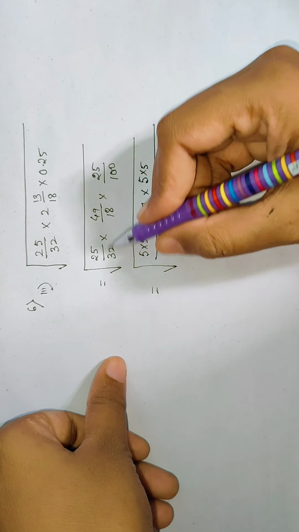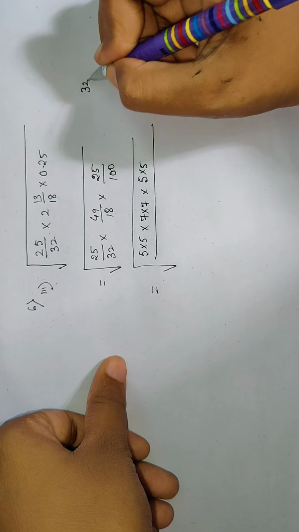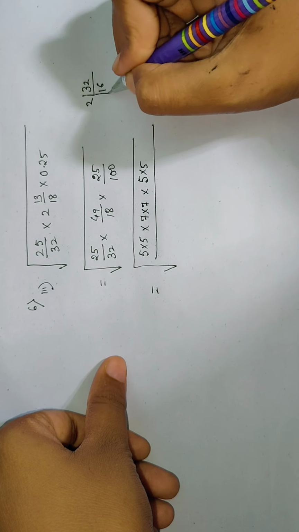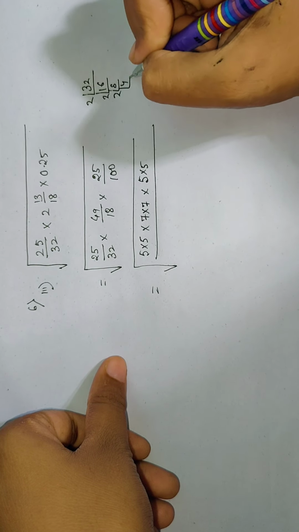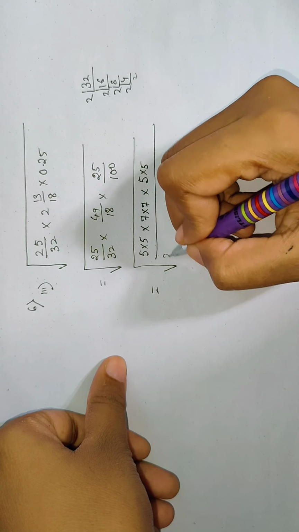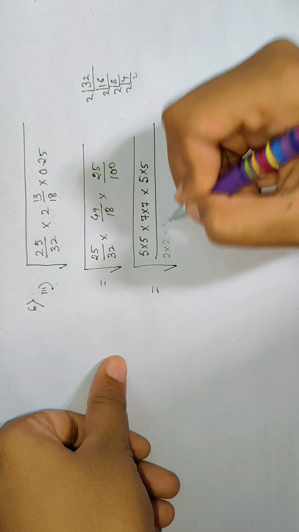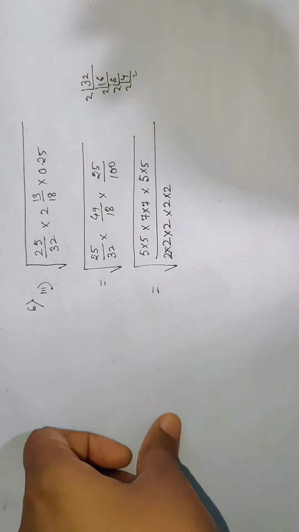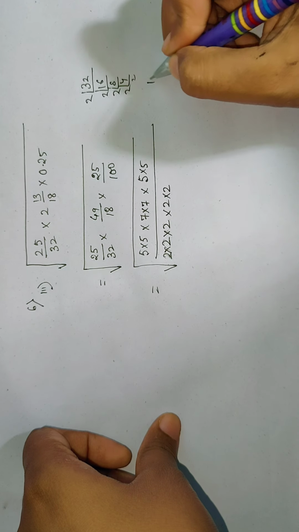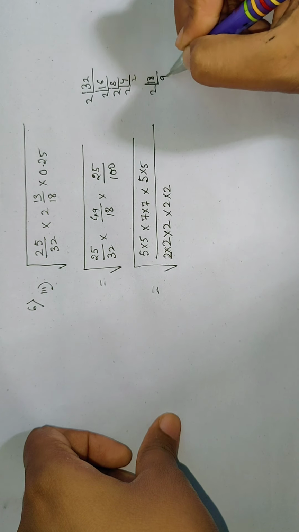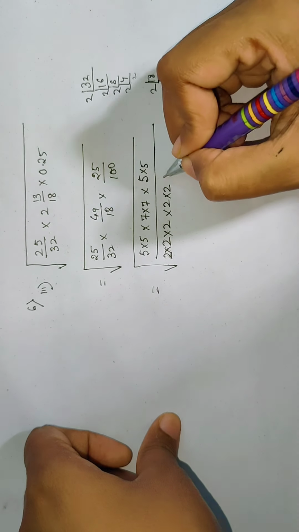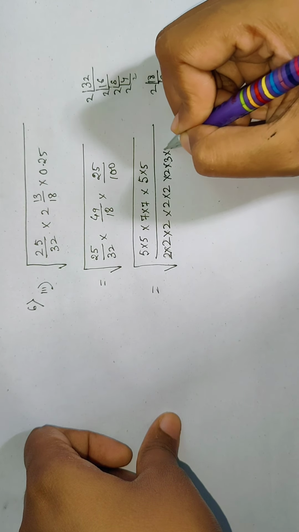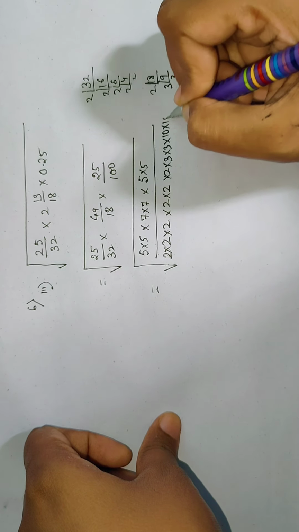Fine. And here at the denominator, 32 can be written as 2 1s are 2, 2 2s are 4, 2 4s are 8, 2 8s are 16, 2 16s are 32. So there are 5 2s: 2 into 2 into 2 into 2 into 2. Similarly prime factorize 18. You will get 2 into 3 into 3. And 100 can be written as 10 into 10.